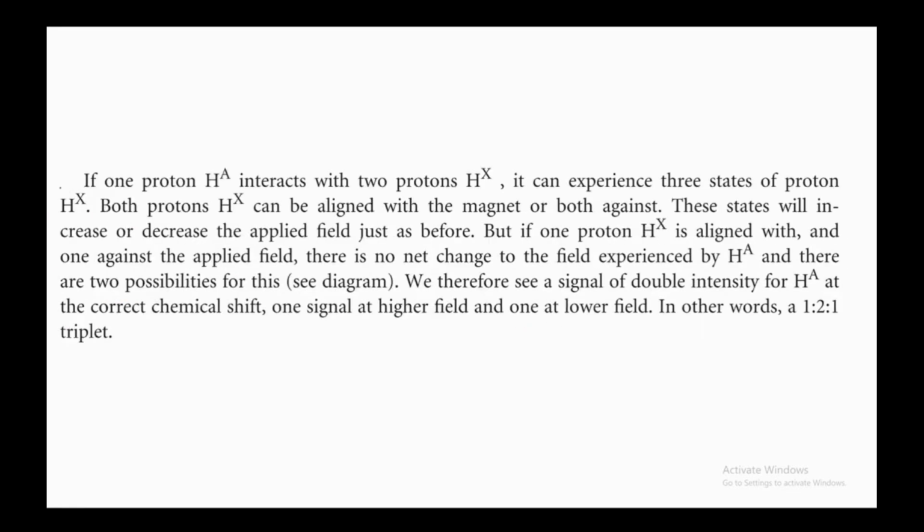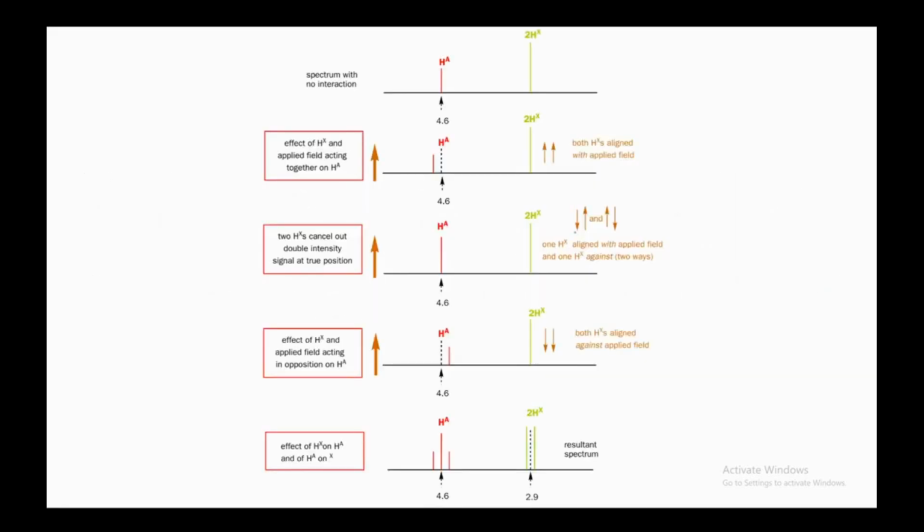If one proton HA interacts with 2 protons HX, it can experience 3 states of proton HX. Both protons HX can be aligned with the magnet or both against. These states will increase or decrease in the applied field just as before. So in other words, for the triplet, the intensity ratio is 1:2:1. So again, here is the HA and this is 2HX. HA appears at 4.6.